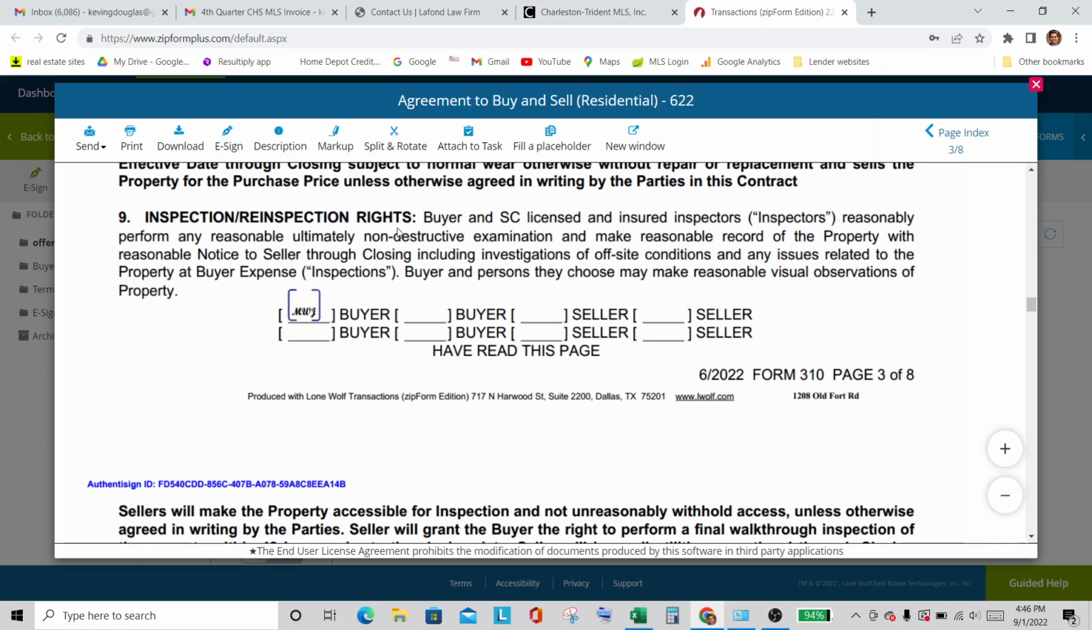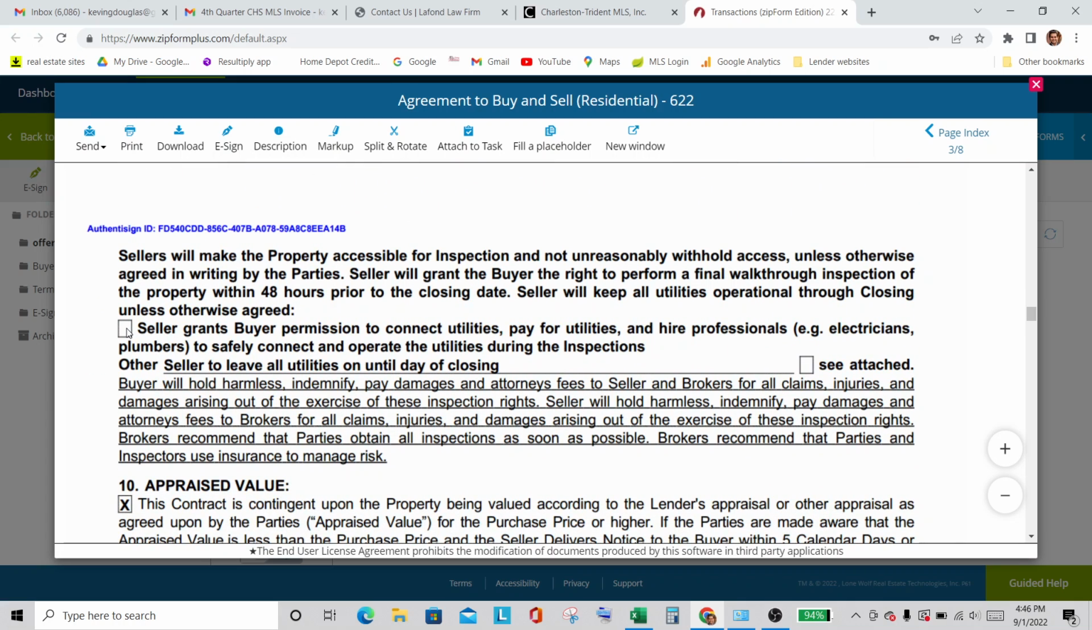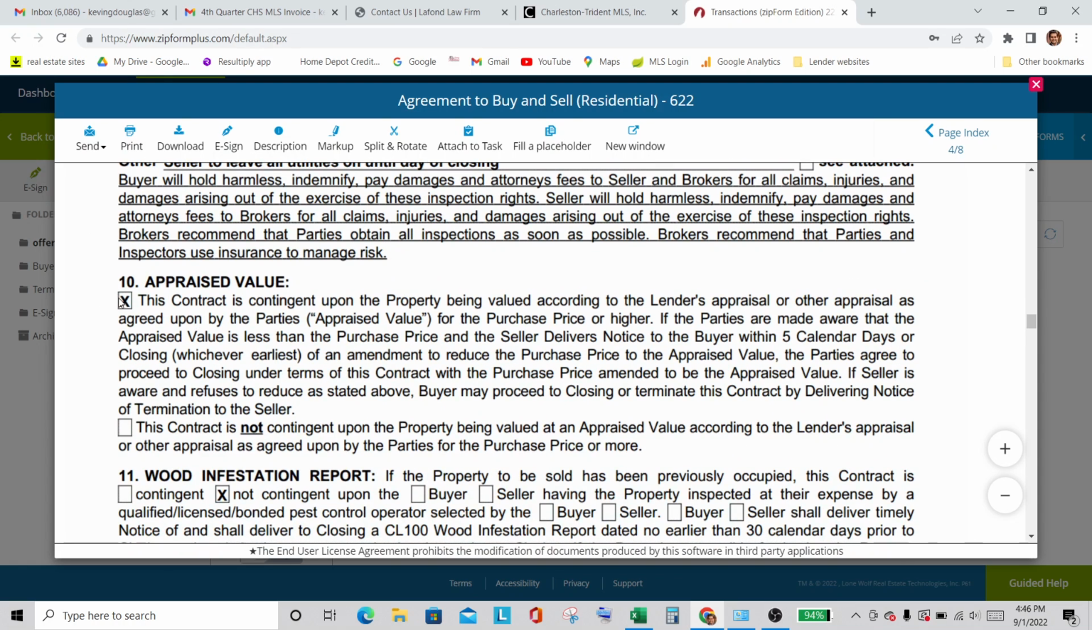Section 9 just talks more about the right to inspect. Here it talks about utilities. I always put in here that the seller is to leave utilities on until day of closing because sometimes they'll cut them off. And if you check this box, this basically says the seller's granting the buyer a right to turn on the utilities for inspection purposes. So you usually just want the seller to leave them on.